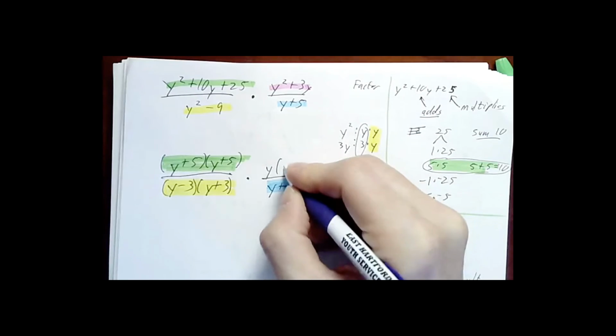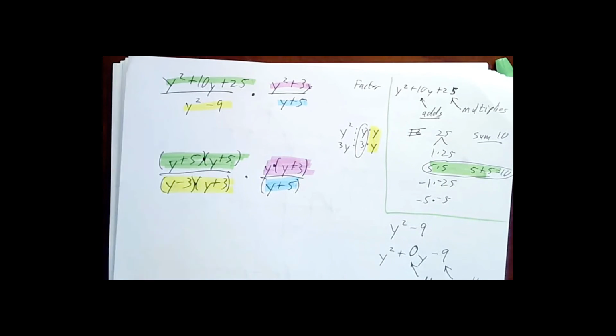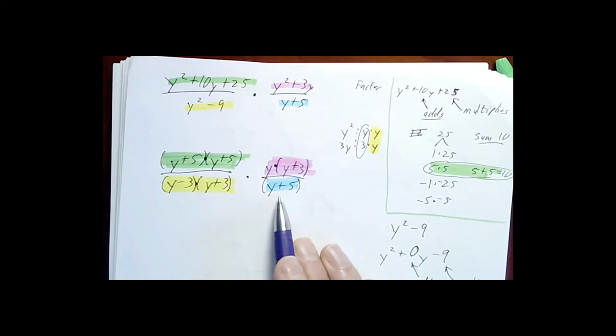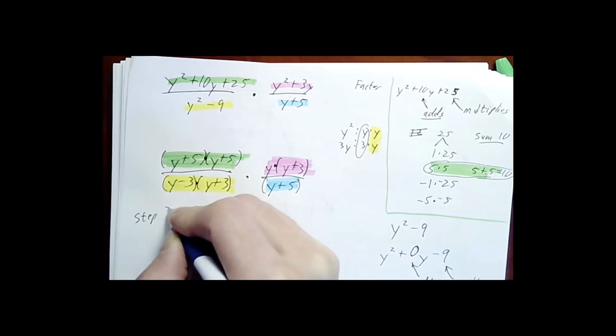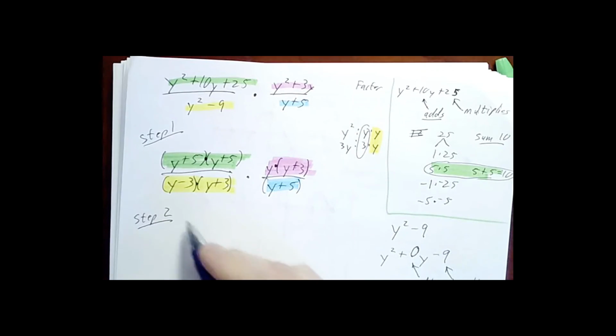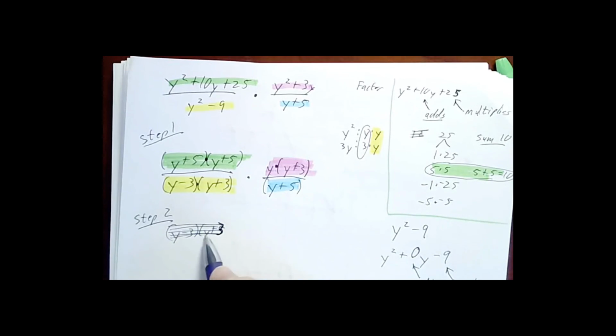Y plus 3. So this was all step 1. Step 1 was factoring. Step 2 is determining what makes our denominators equal to 0. So now I need to know in step 2, let's rewrite this up here, step 1. Step 2 is determining what makes our denominator equal to 0. Ignore what I wrote there, it was an oops.